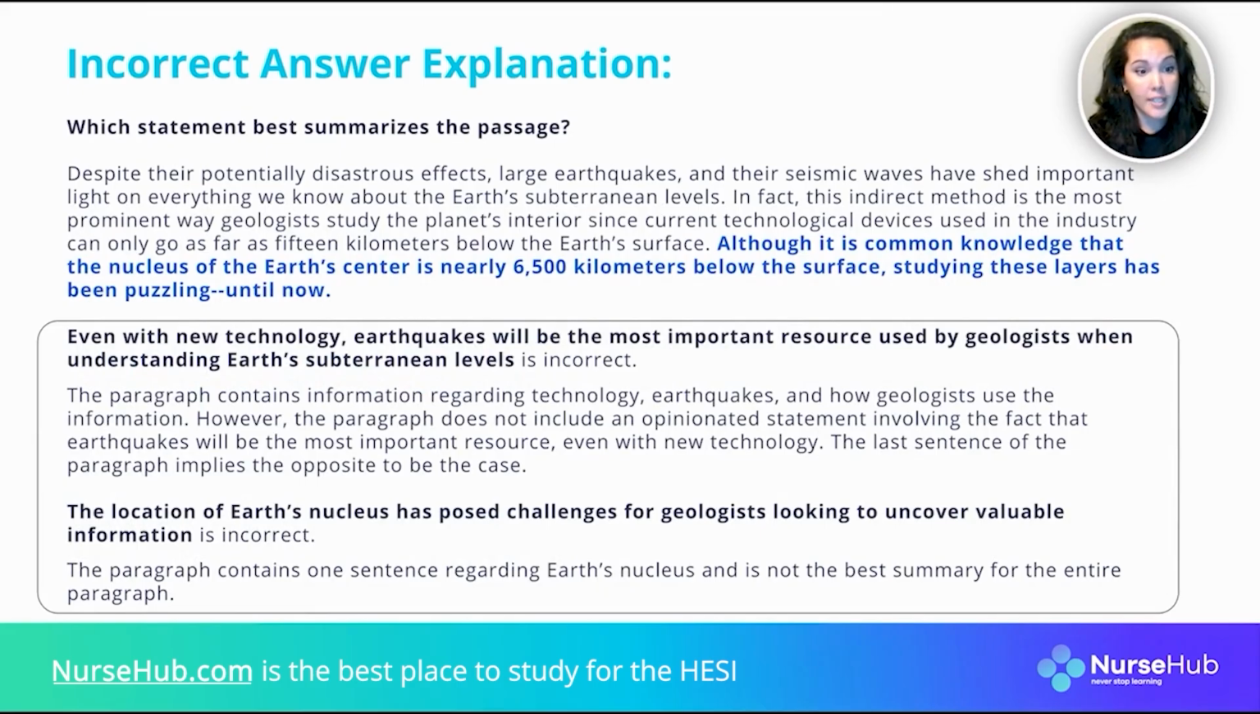All right, here's another incorrect answer option. Even with new technology, earthquakes will be the most important resource used by geologists when understanding Earth's subterranean levels. This is incorrect. The paragraph contains information regarding technology, earthquakes, and how geologists use this information. However, the paragraph does not include an opinionated statement involving the fact that earthquakes will be the most important resource. We saw an opinion word here. It's incorrect. Even with new technology, the last sentence of the paragraph implies the opposite. Okay, you had to read that paragraph to get this correct.